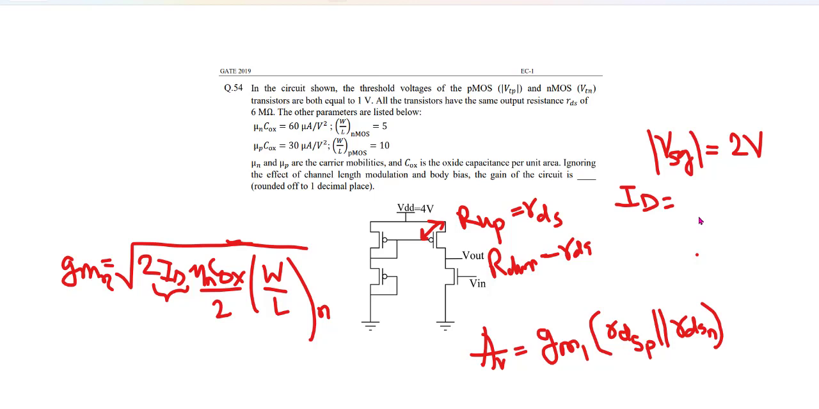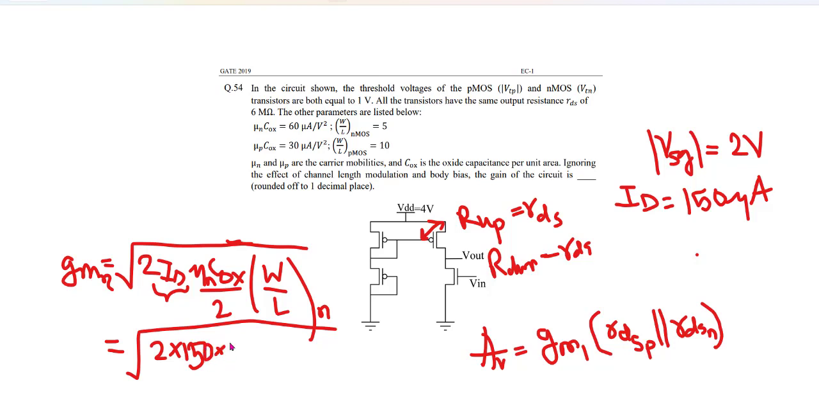Okay, so quickly calculate. I am also calculating. It is half of 60. W by L is 5. Then 2 minus 1. Okay, so this is 150. 150 microampere. Okay, so what is GM now? Under root of 2 into 150 into 5 by 2 into 60, right? I have written it opposite.